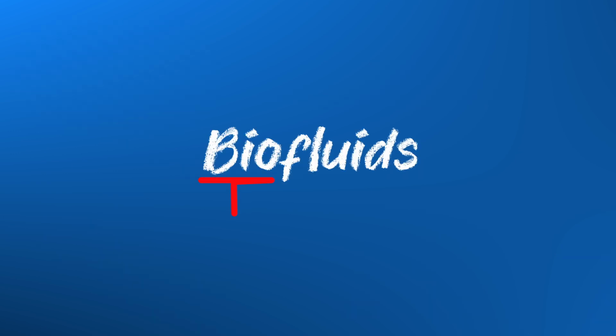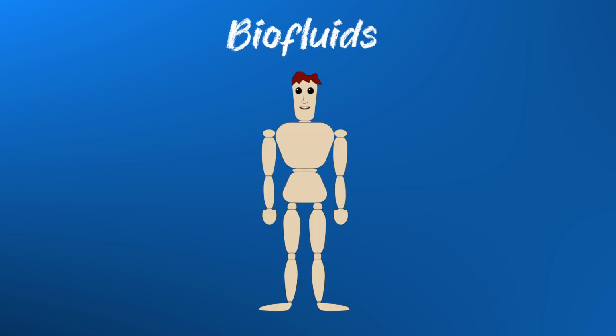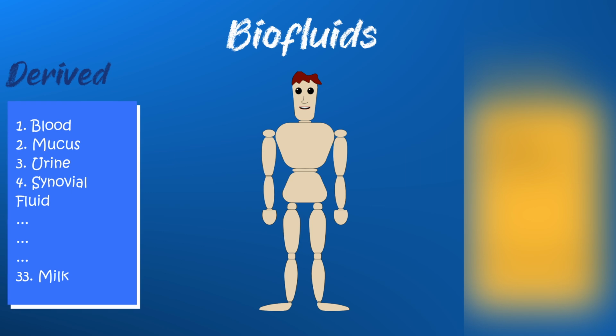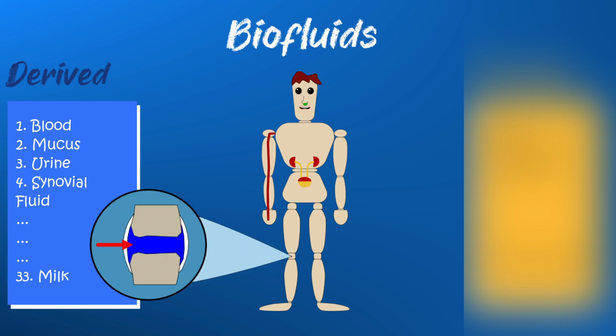Now let's look at bio. Bio is simply shortened for biological. So biofluids is referring to biological derived fluids. In terms of what biofluids entail, it is a very long list. This can include more well-known ones such as blood, mucus, urine, synovial fluid.